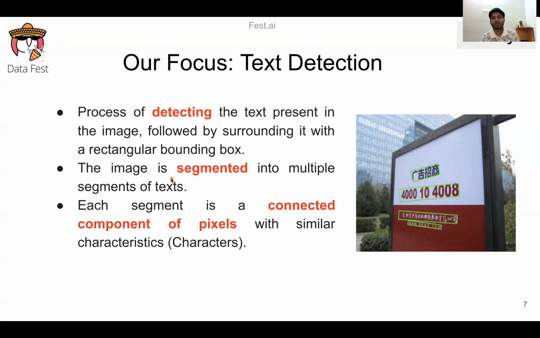The image is segmented into multiple segments of text, where here we can see the green is the bounding box and it is segmenting the characters of Chinese. Here we can see numerals. Here we can see the Chinese text. Also here we can see English. These are all text present, and it is fixed by the bounding box in green color. Each segment is a connected component of pixels with similar characteristics. These are, in simple terms, characters.